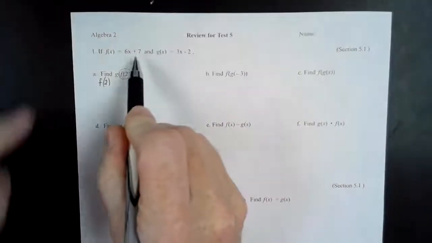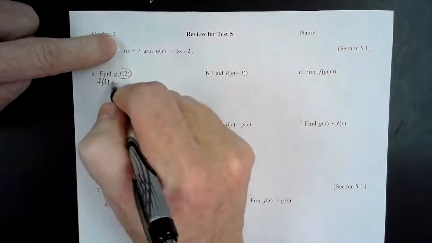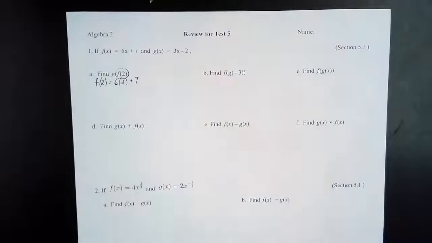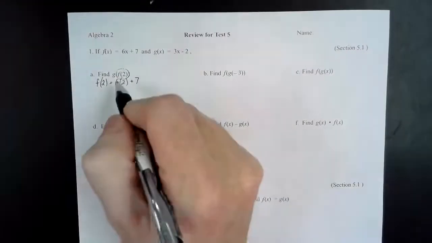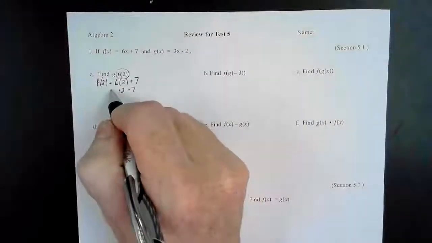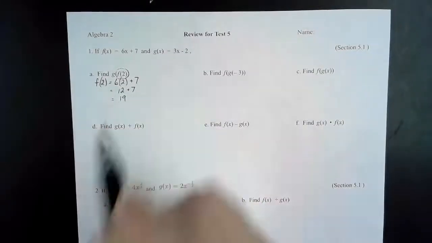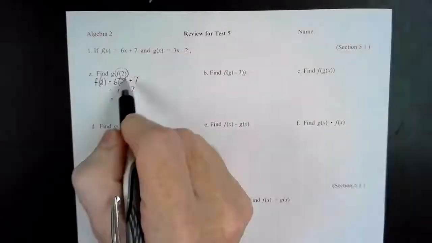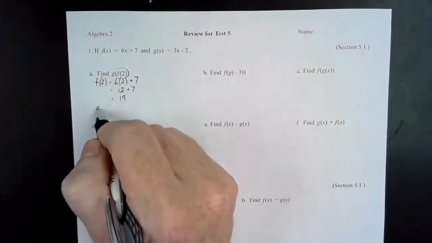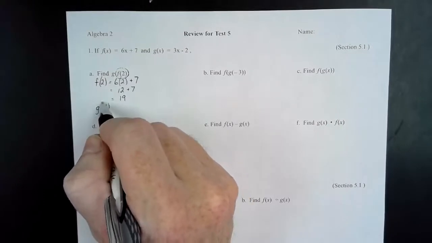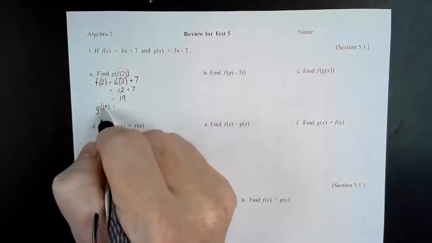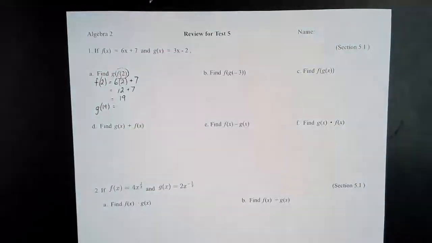So I'm going to f, which is 6x plus 7. So x is now 2. Working that out, 12 plus 7 equals 19. So that's the answer to f of 2. So 19 can replace f of 2, leaving us g of 19. So whatever you get as the first answer always goes into x in your second function.